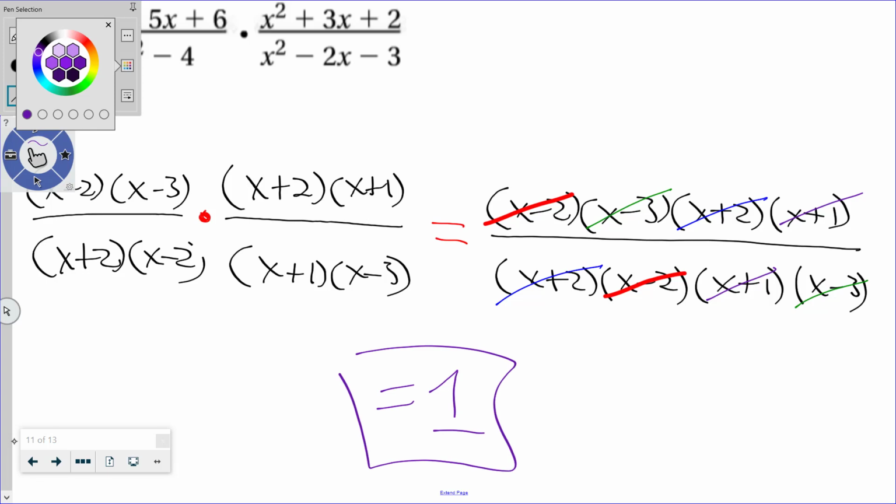It's not always going to be 1, but this is the process. Get your factors first, and if you can cancel anything out that is in parentheses that's identical, then it's just 1, because anything divided by itself is 1.